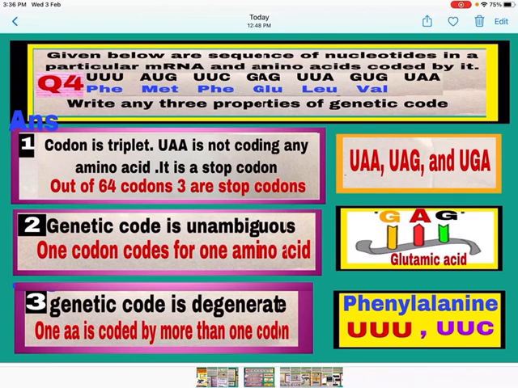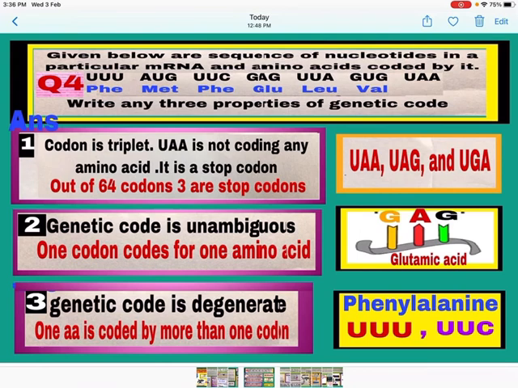It is a stop codon. Out of 64 codons, 3 are stop codons and these are written on side block. UAA, UAG and UGA are stop codon. Second property, genetic code is unambiguous, means one codon code for one amino acid only. You can give one example from the above given information, like GAG will code for glutamic acid and you can see it is written in the block.